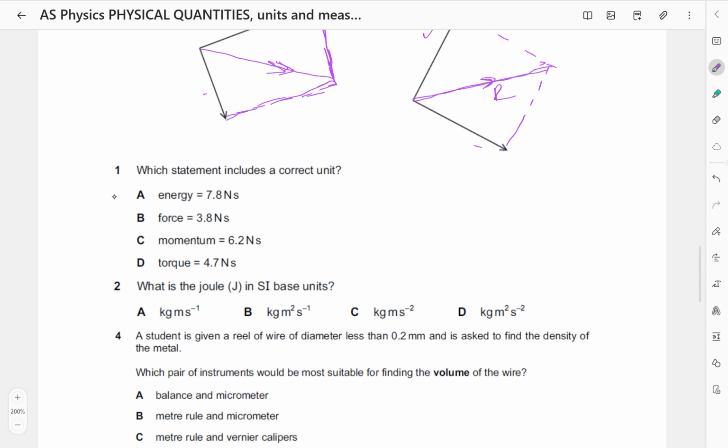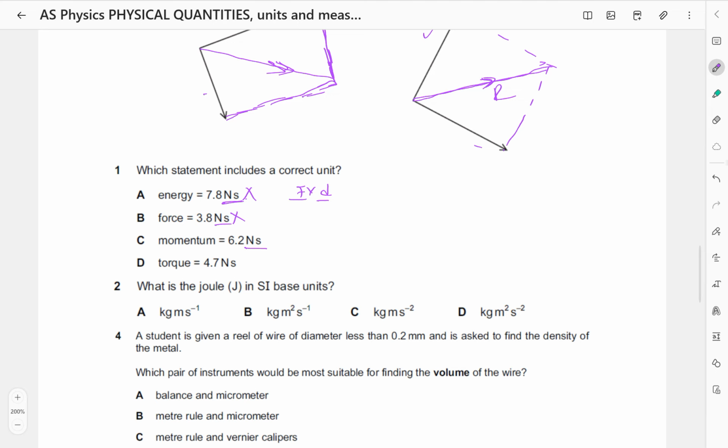Which statement includes a correct unit? Energy, Newton seconds. Energy, work done, which is force times distance. Force is in newtons, distance is in meters. Newton seconds is a unit of momentum, so this is out. This one is also out. Newton seconds is a unit of momentum. It is force times time. Momentum, Newton seconds, I think this is correct.